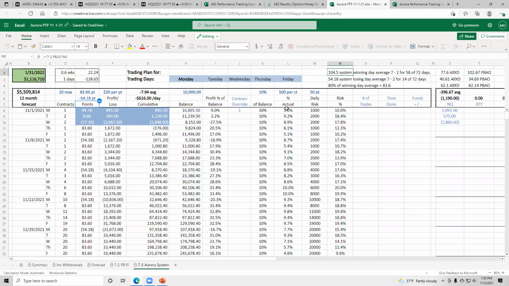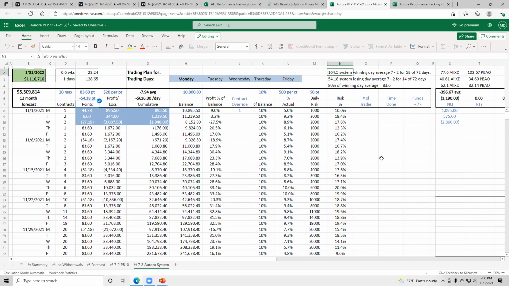Okay, so the Aurora system, we've now been trading it live for 72 trading days. It's not a long period of time, and that's 72 trading days, not calendar days. So we're approaching month 4. 104.5 points is our winning day average. We have had 58 winning days out of 72 days, and those winning days are averaging 104.5.